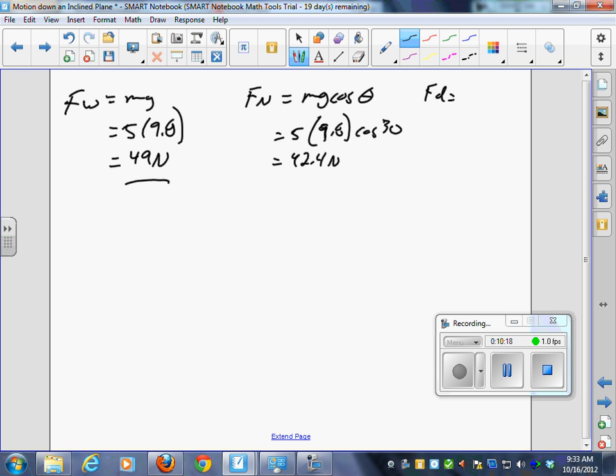Now FD here is going to be mg sine theta, which is going to be 5 times 9.8 times the sine of 30, and that one is 24.5. Okay. Should the 42.4 and the 24.5 add up to 49? They shouldn't because they're vectors and they got angles in there, right? Okay. So no, they shouldn't add up to that. So this FD is the actual force that's taking it down the plane.